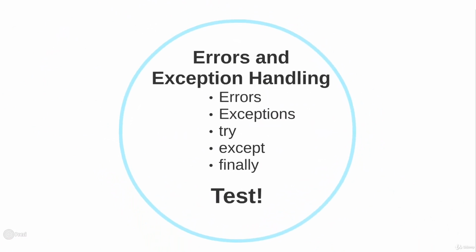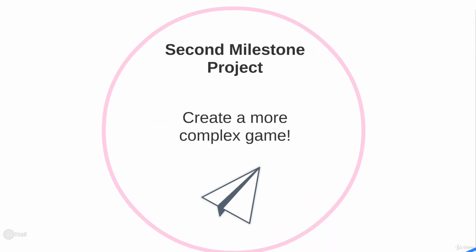After that, we'll learn about errors and exception handling in Python, including what errors are, what exceptions are, and how to use try, except, and finally to handle errors and exceptions. Then, we'll top it off with a test to test your knowledge and your understanding so far in the course. Then you'll come up with your second milestone project, where you're going to create a more complex game, all in Python.